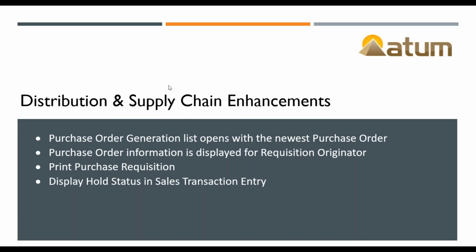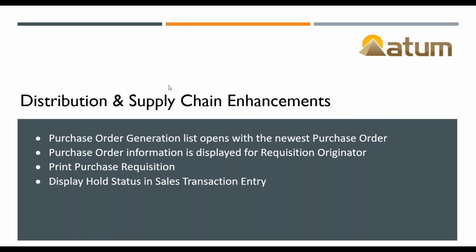Okay, so then we have our distribution and supply chain enhancements. Over here, some of the changes that GP 2018 brings with it are: when a PO is created from the purchase order generator, the newest PO will be displayed in the order transaction list. This of course makes sense. You want to make sure you see the first PO because that's the one you just created, and of course that list is filtered for the users so that the newest POs appear first. That's the time you want to make sure which PO you're still waiting on, or which still needs to be approved.